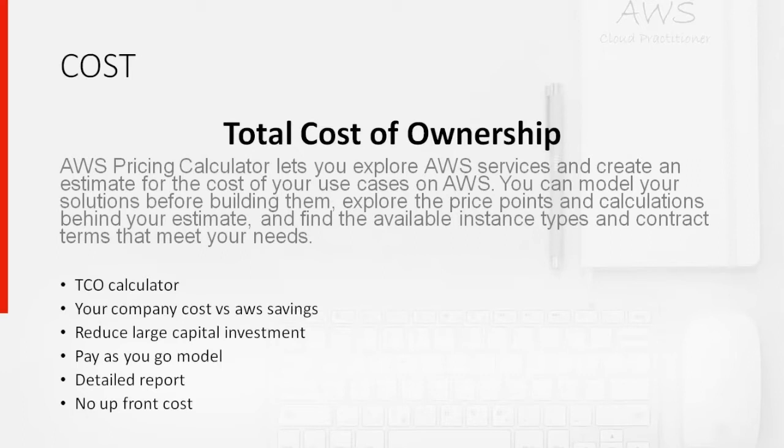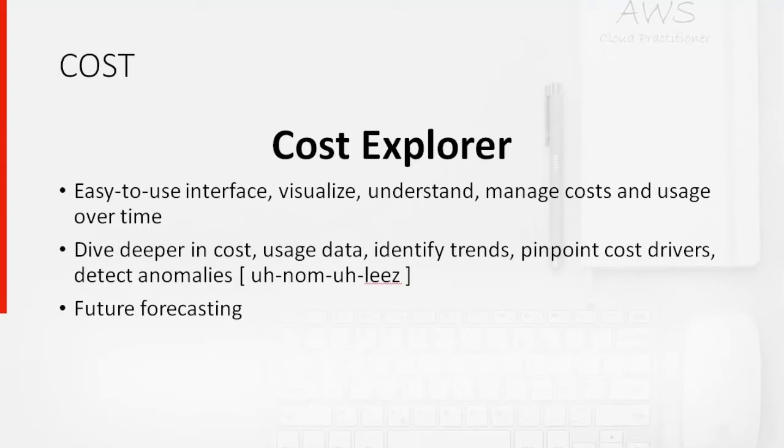Cost. Total cost of ownership. AWS Pricing Calculator lets you explore AWS services and create an estimate for the cost of your use cases on AWS. You can model your solutions before building them, explore the price points and calculations behind your estimate, and find the available instance types and contract terms that meet your needs. TCO Calculator: your company cost versus AWS savings, reduce large capital investment, pay-as-you-go model, detailed report, no upfront cost.